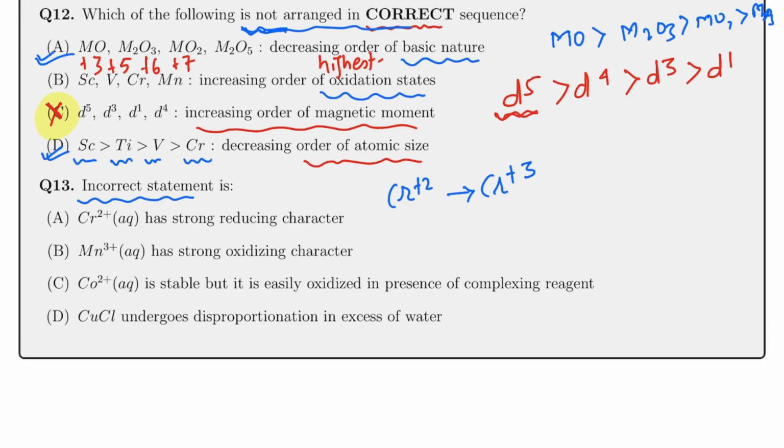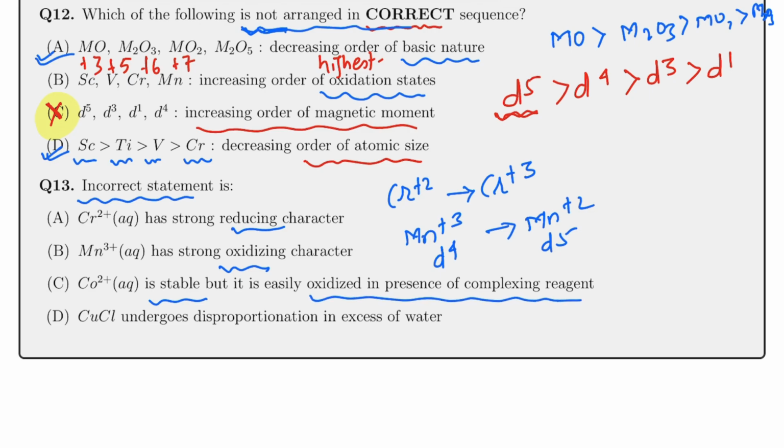Mn+3 has strong oxidizing character. So Mn+3 going to Mn+2 is going from d4 to d5. Makes sense, yeah, makes sense. Then cobalt +2 is stable, but it is easily oxidized in the presence of a complexing reagent. If I talk about cobalt +2, yes, it is stable, but it can go to +3 also.